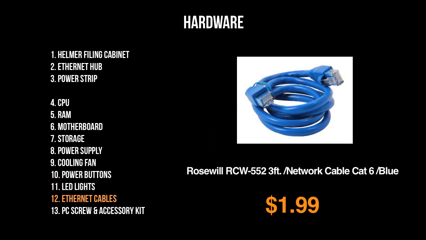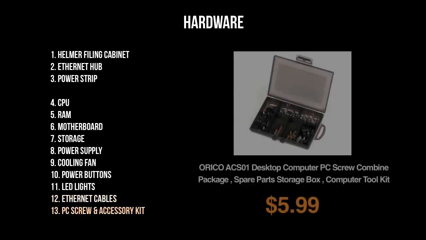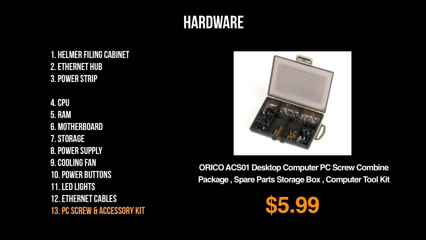Item 12, Ethernet cables. We need 6 standard Cat6 cables to connect each node to the hub. I recommend the 3 feet length. And item 13, PC screw and accessory kit. At electronics stores, you can find a convenient package of assorted screws, brass mounts, and washers that are likely to be needed when building a computer. During my build, I found myself needing several of these for random things. And that is all that we need.